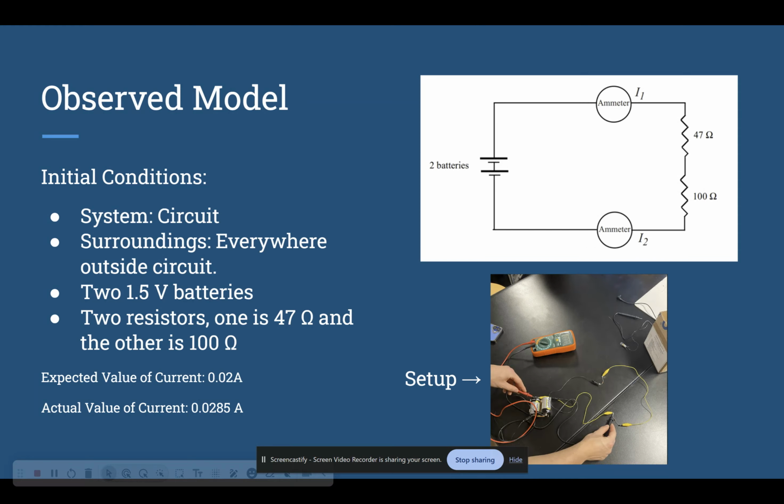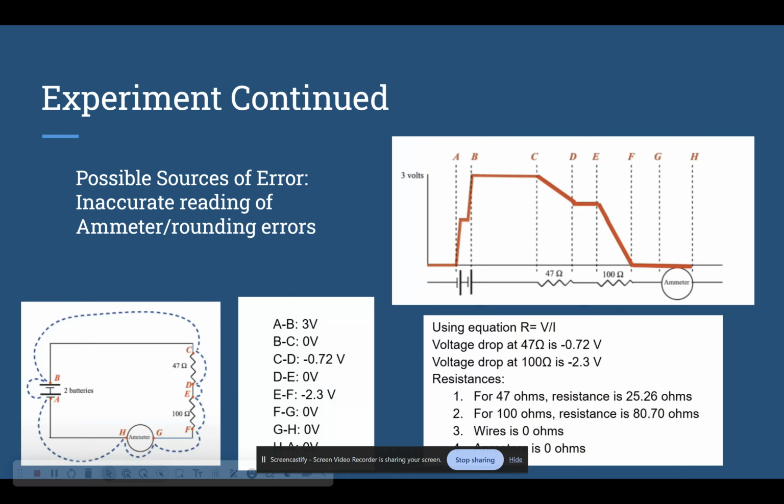And this was found by taking the voltage and dividing it by the total resistance. But the actual value was just slightly higher at 0.0285 amps. So some possible sources of error for that could have been an inaccurate reading of the ammeter or rounding errors.